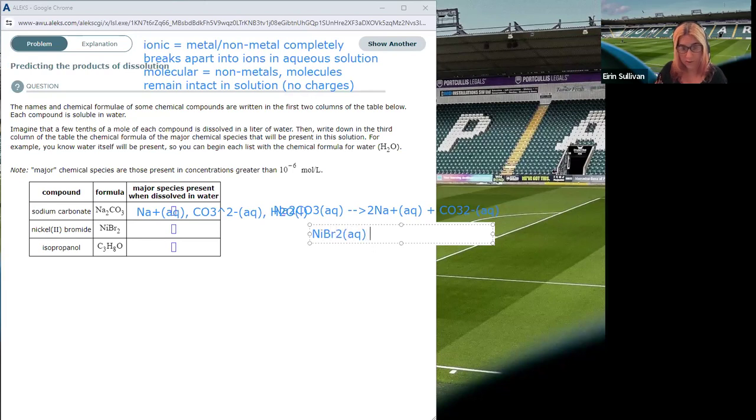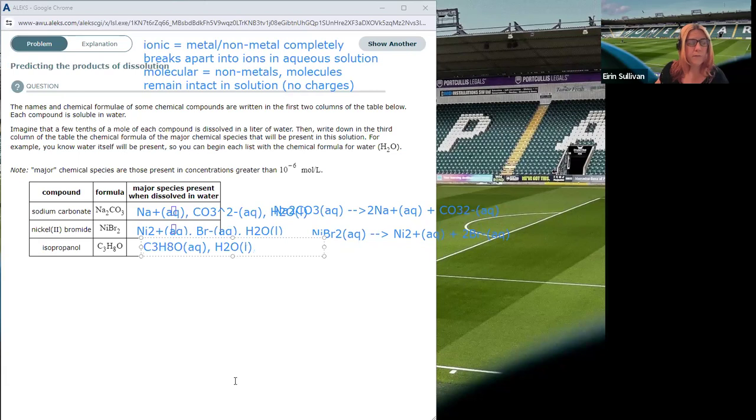Nickel's a transition metal, so it has variable charge. You'll have to work out the charge of the nickel based on the fact that we know bromine is Br−. And there's two of them, so the nickel must be Ni2+ in this case. So with transition metals, you have to work it out from looking at what it's bonded to. So Ni2+ (aq), bromide, Br− (aq), and of course there is water in there as well. And then the isopropanol is molecular, so it's not going to break apart. It's just going to stick together, C3H8O (aq), and of course there is water.